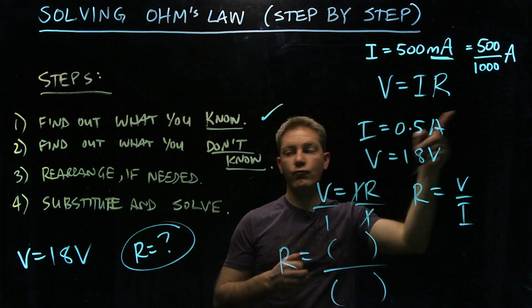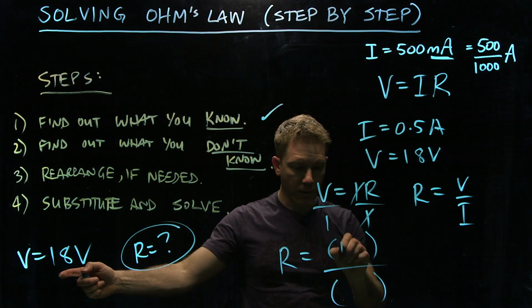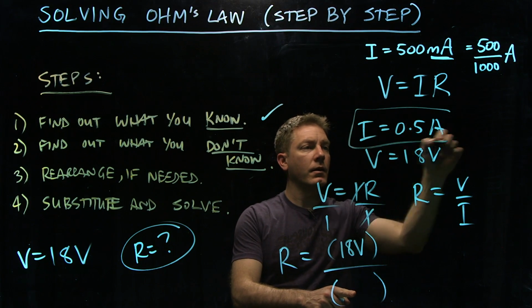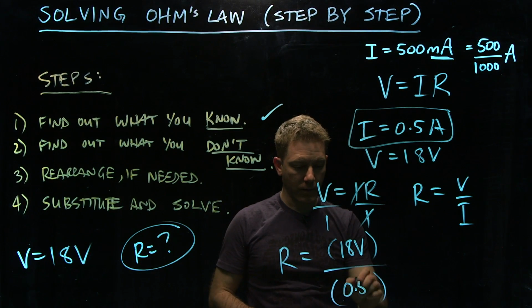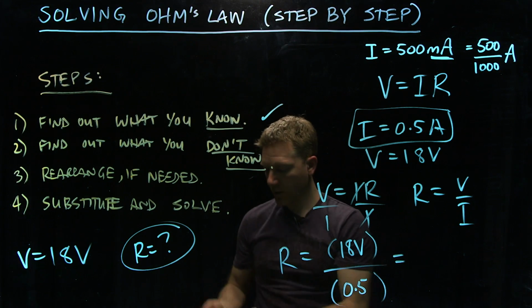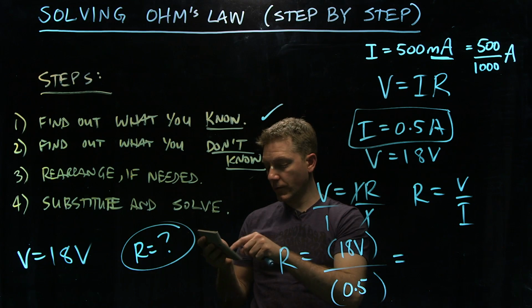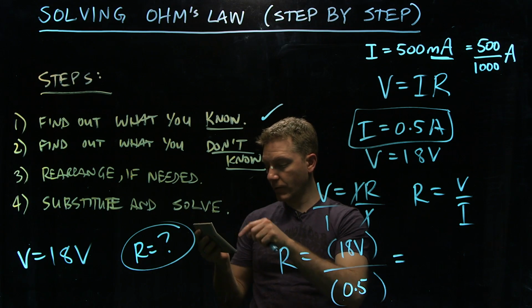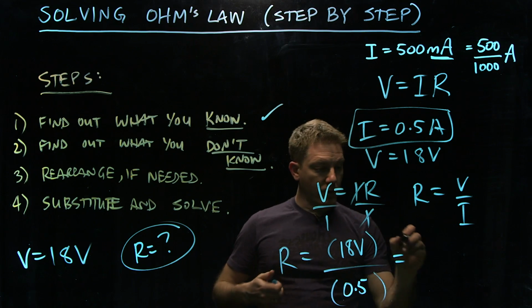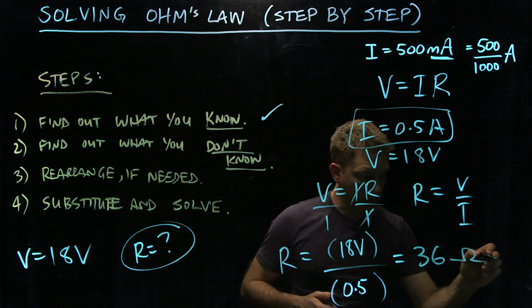V is 18 volts. I is half an amp. So 18 divided by 0.5, which is the same as 18 times 2, 36. So R is equal to 36 ohms. Did it!